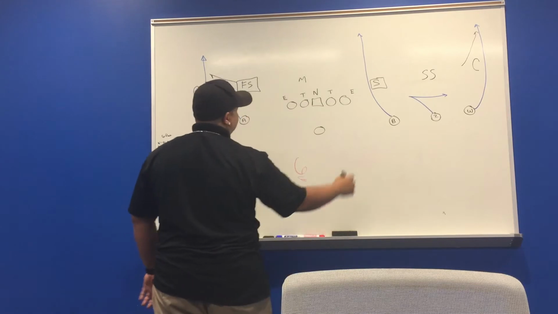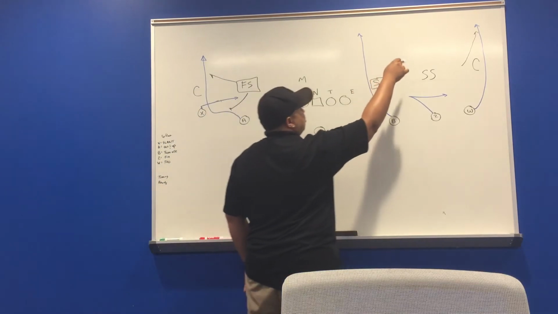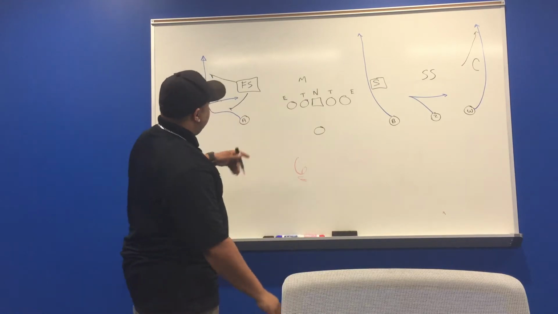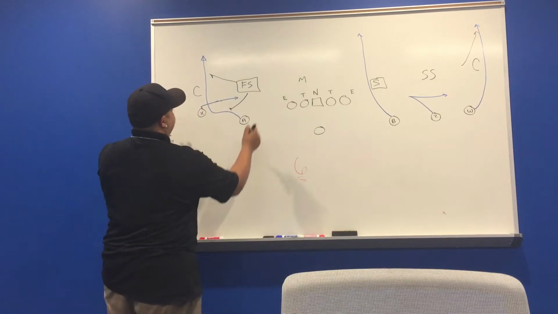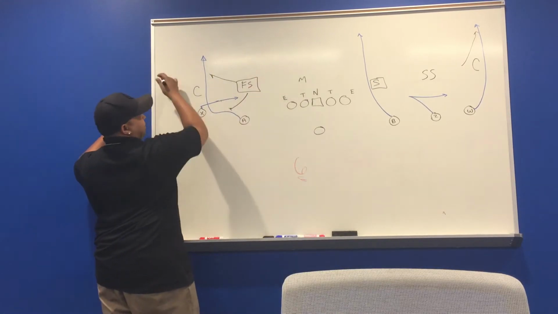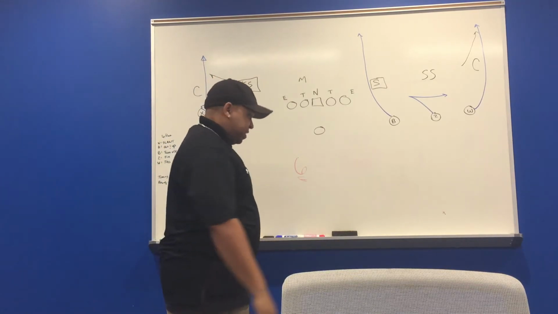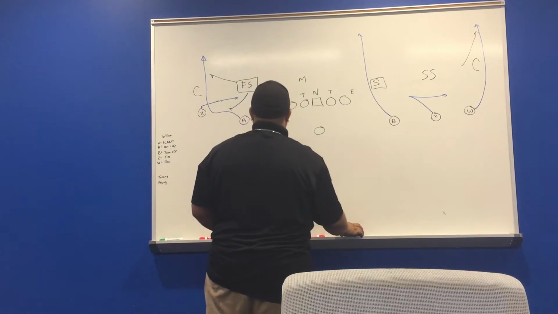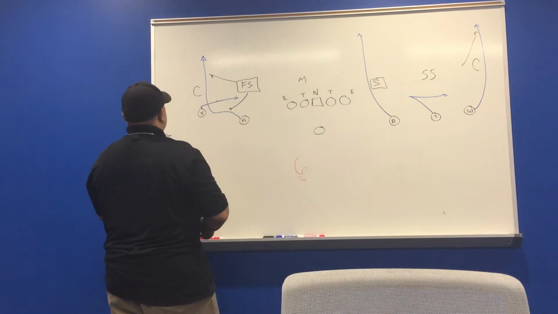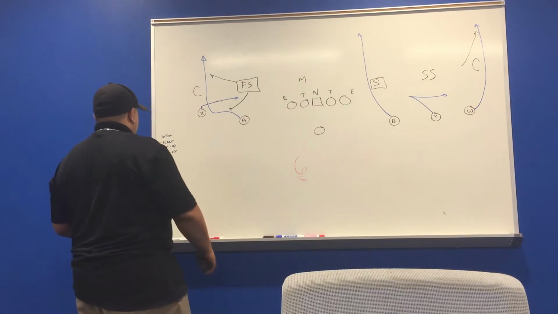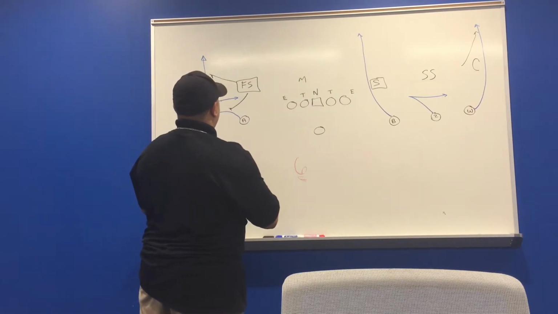We'll take the boundary. We want to throw to the open side of the field if they leave us no other choice. But quarterback, your first read is going to be boundary side. Like I said, it's a shorter throw, so it's a little easier. So that is how we do our timing and how we do our reads.